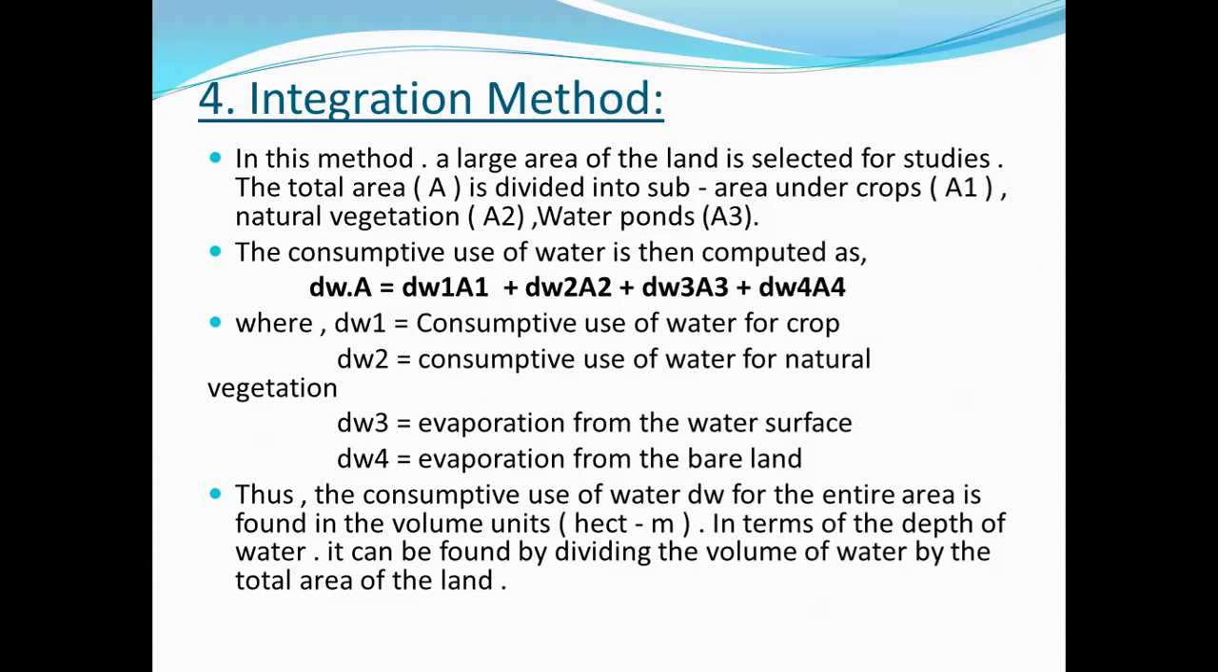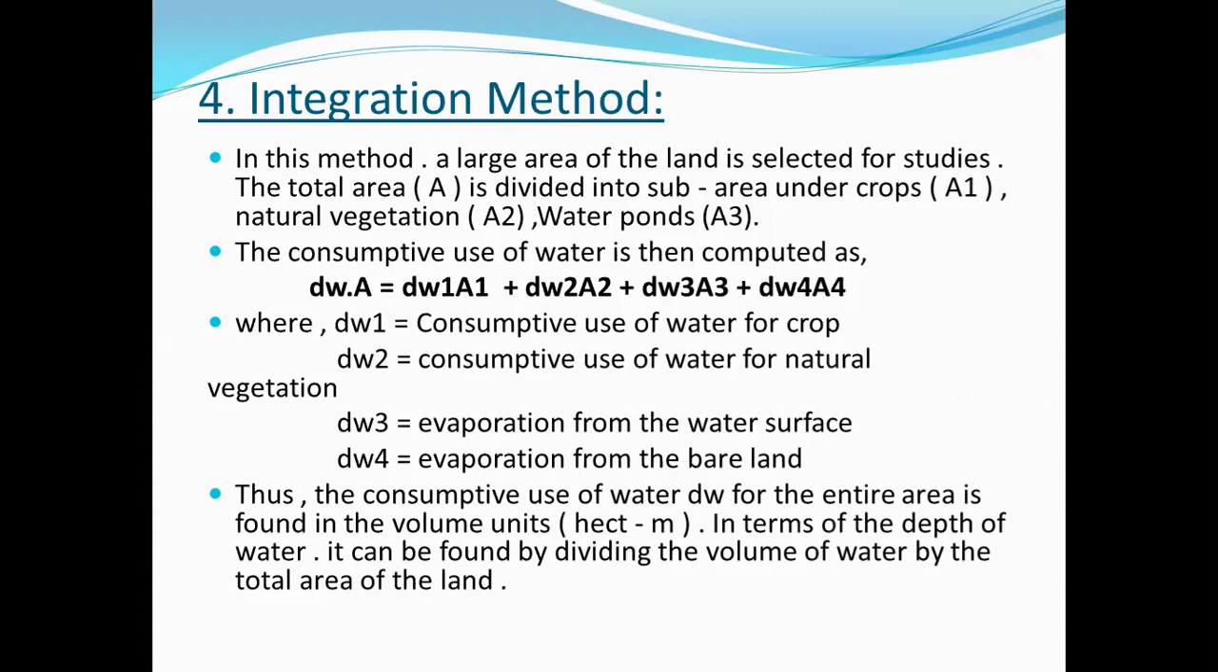The consumptive use of water is then computed by the equation dW = dW1 A1 + dW2 A2 + dW3 A3 + dW4 A4, where dW1 is the consumptive use of water for crops, dW2 is the consumptive use of water for natural vegetation, dW3 is the evaporation from the water surface, and dW4 is the evaporation from bare land.